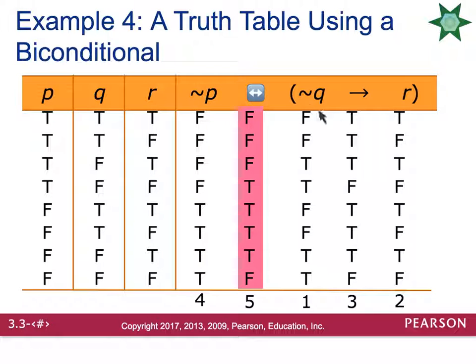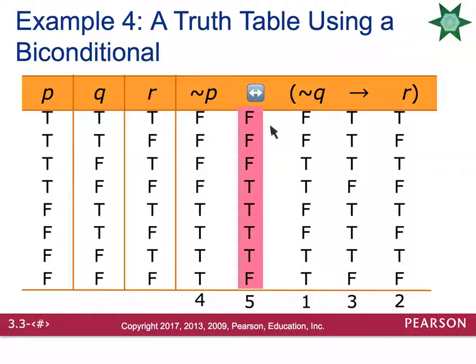Then we're going to do the parentheses first, so we're going to do negation Q, if negation Q, then R. Remember, the only thing that gives us a false is a TF. So FT gives us a true, FF gives us a true, TT gives us a true, TF, there's a false, FT would give us a true, FF would give us a true, TT would give us a true, and then TF would give us a false again. So this is our truth value for the if-then that's in the parentheses.